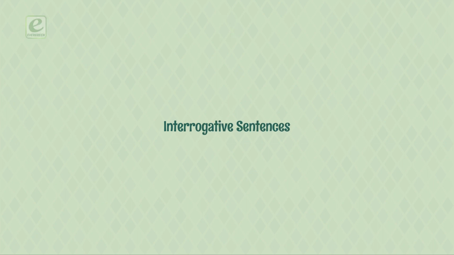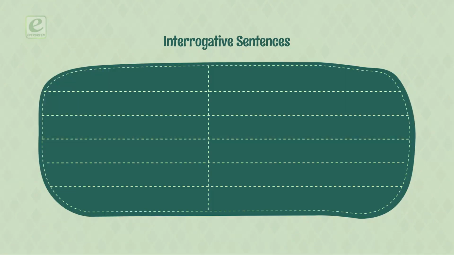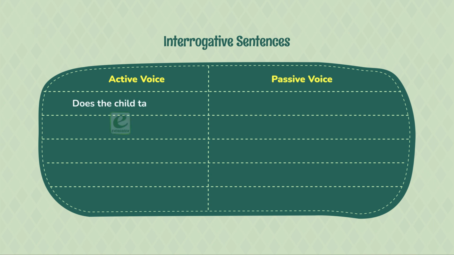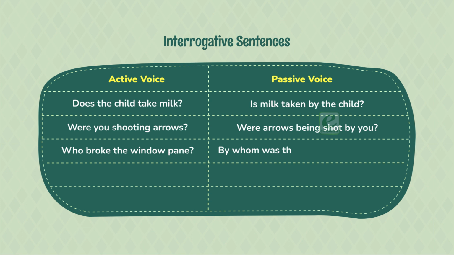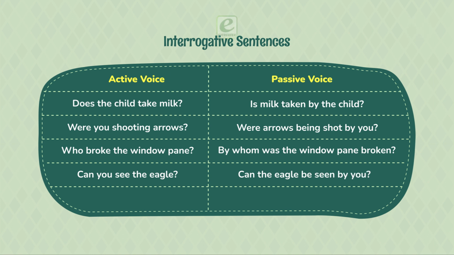Interrogative sentences. Active voice, passive voice. Does the child take milk? Is milk taken by the child? Were you shooting arrows? Were arrows being shot by you? Who broke the window pane? By whom was the window pane broken? Can you see the eagle? Can the eagle be seen by you? When did he close the shop? When was the shop closed by him?